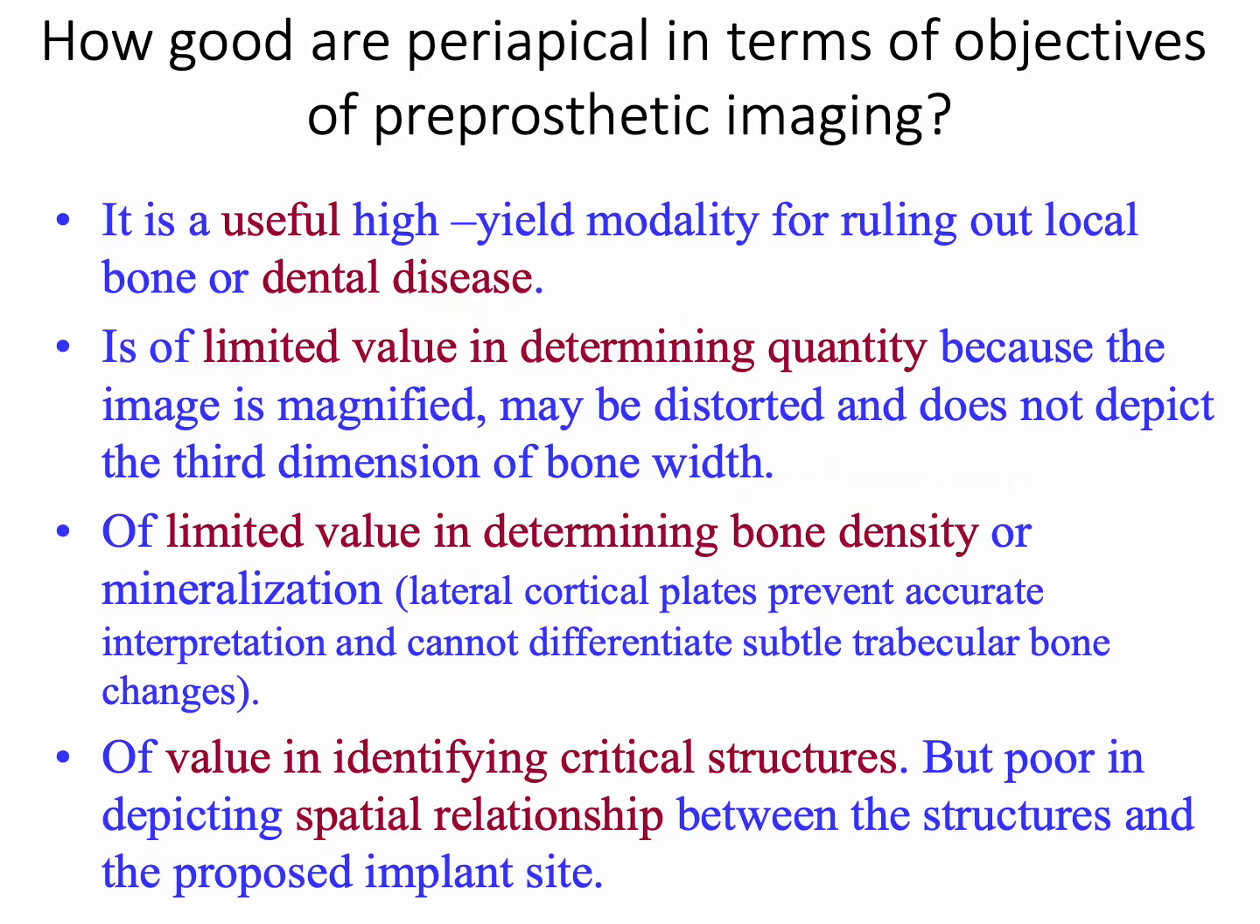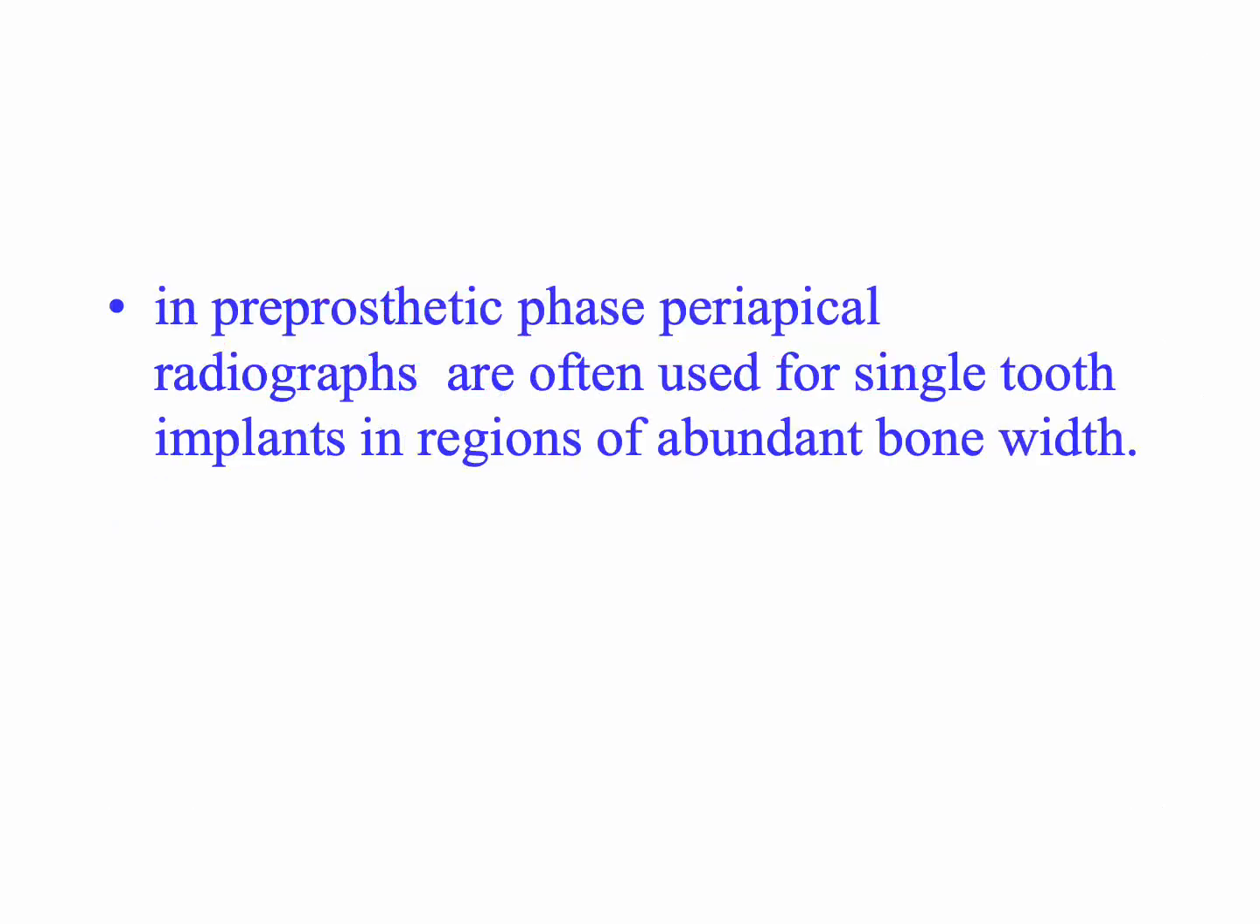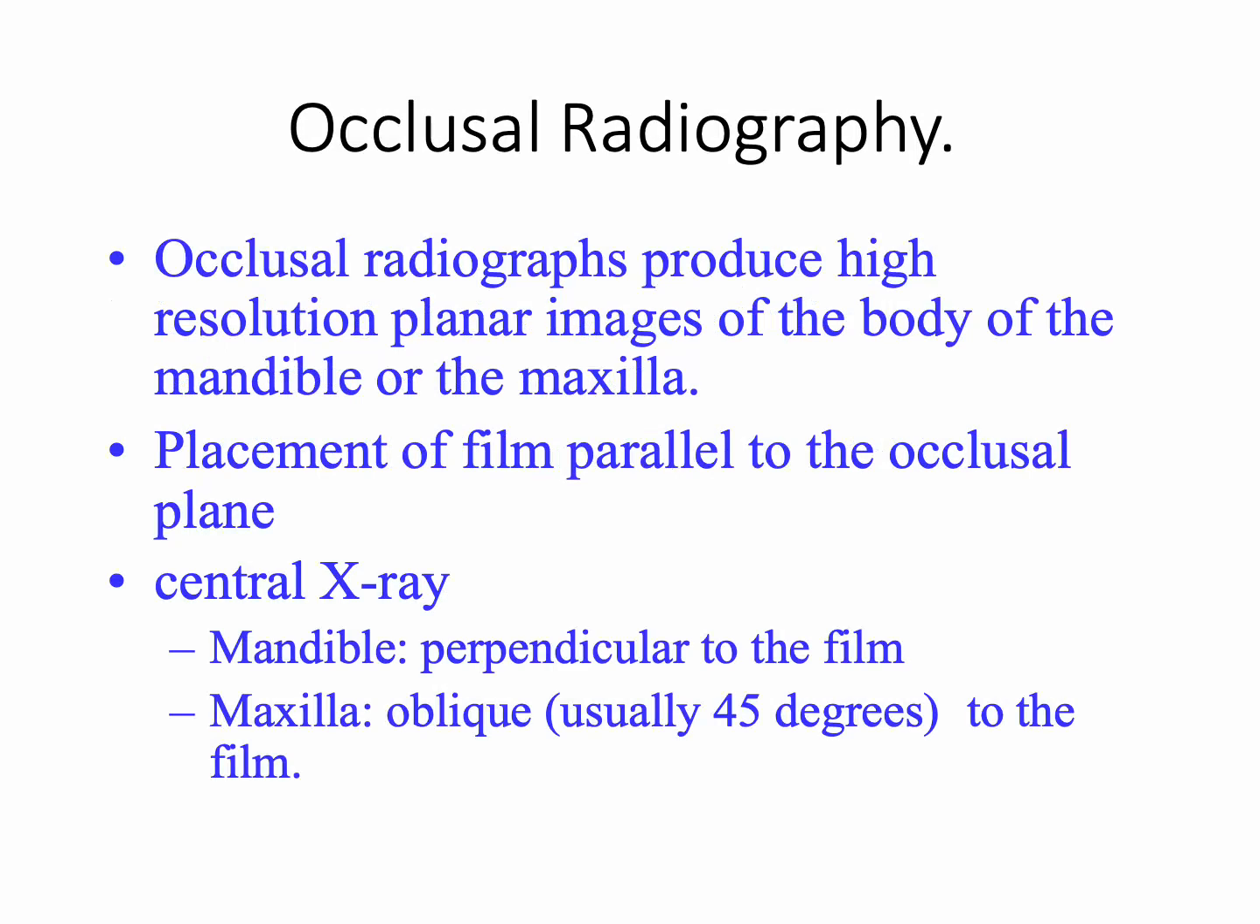Now, how good are periapical radiographs in terms of the objectives for pre-prosthetic imaging? It is useful when we want to rule out any local disease or dental disease. However, it is of limited value in determining the quantity and quality of bone. It is also, to a certain extent, useful to identify the critical structures. In the pre-prosthetic phase, periapical radiographs are often used for single tooth implants in regions of abundant bone width.